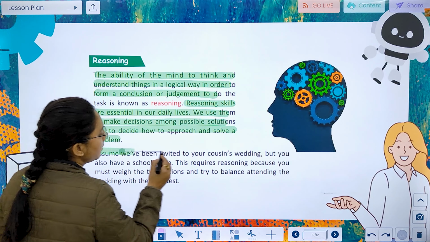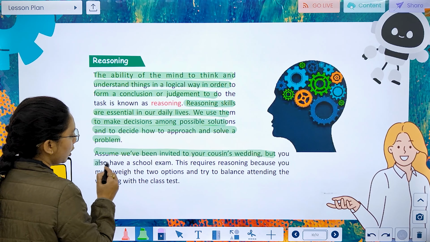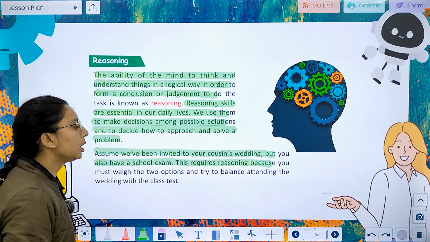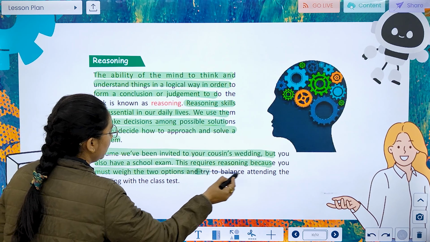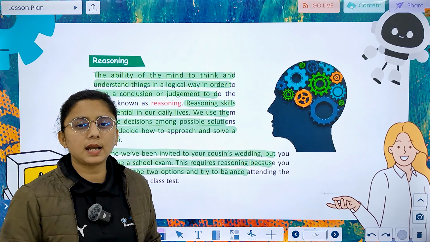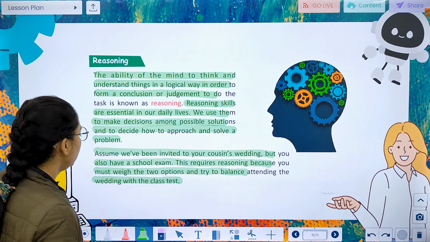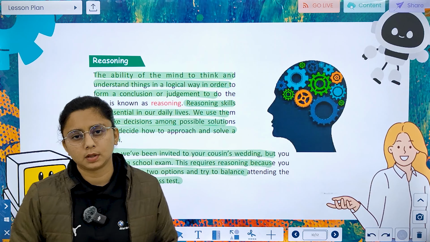So, assume you have been invited to your cousin's wedding, but you also have a school exam. This requires reasoning, because you must weigh the two options and try to balance attending the wedding with the class test.